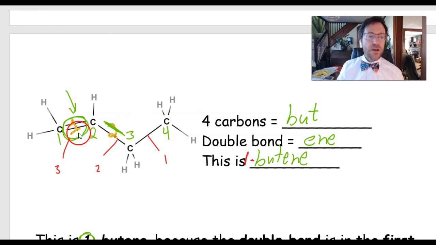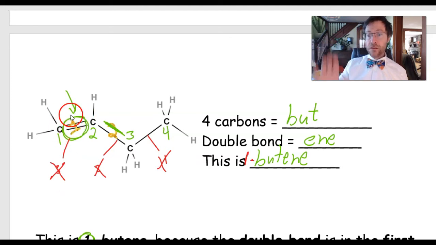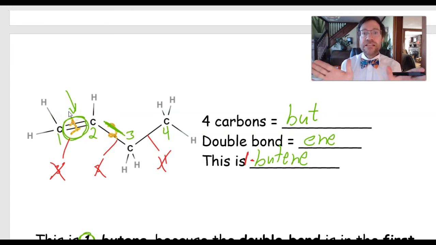I want to start so that this double bond has the lowest number possible. And the reason being is I want to know how close it is to the end of the chain.